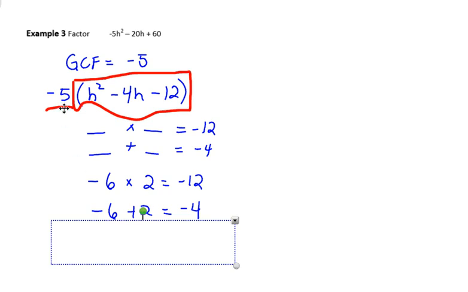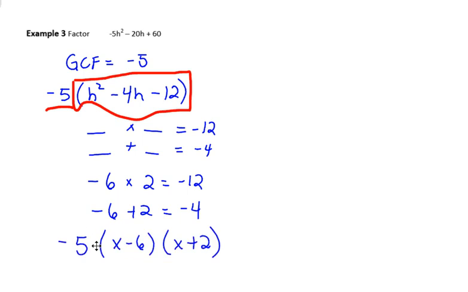However, remember we still have this negative 5 on the outside. We're going to keep that on the outside, and then we're going to write down our binomial factors after. Now, if you were to expand this, you should end up at the same trinomial that we started with. Okay, so that's about as complicated as it gets.